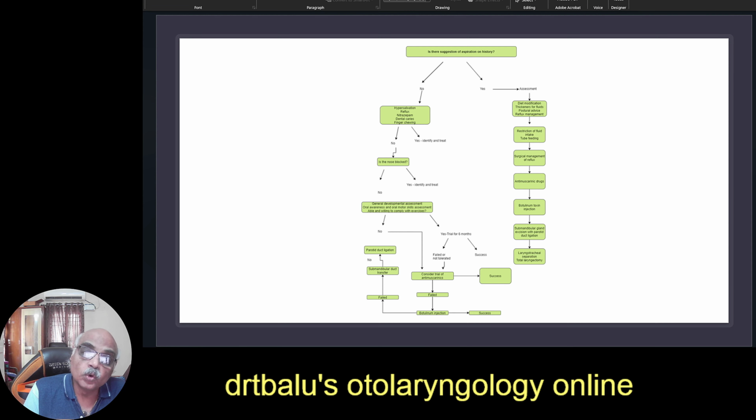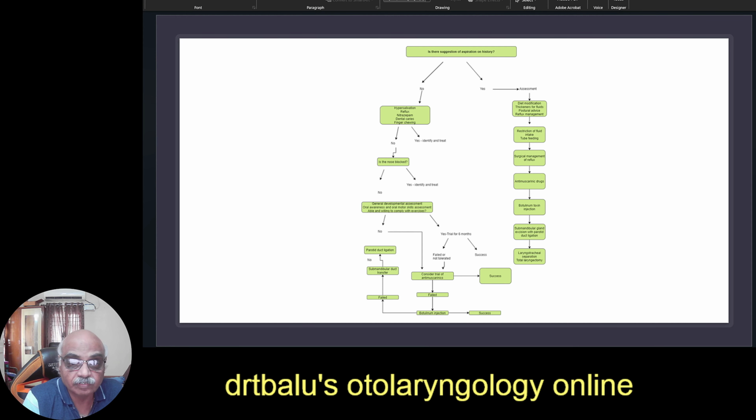So if there is no history or suggestion of aspiration, if it is a no, then you should always look out for hypersalivation, look out for reflex esophagitis, which can stimulate hypersalivation. Elicit from the parent the drug history of the child. If the child is on nitrazepam, which is commonly prescribed for tonic-clonic seizures, again it can cause hypersalivation. Presence of dental caries again can cause hypersalivation. Finger chewing habit of the child can cause hypersalivation. If these causes can be identified, it can be treated.